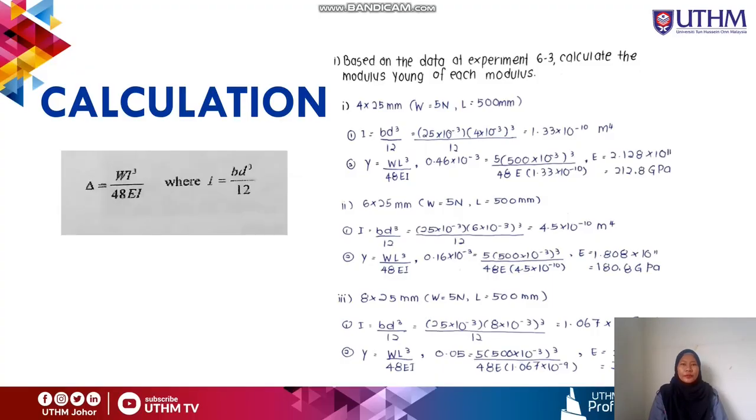Next, I'll present about the calculation. The first calculation is on the Young's modulus. Firstly, we calculate the second moment of inertia using bd cubed over 12. And then for Young's modulus, we use the equation y equals WL cubed over 48 times Young's modulus and second moment of inertia.